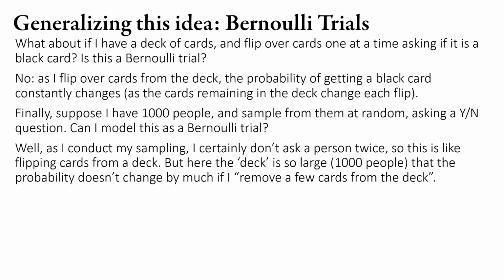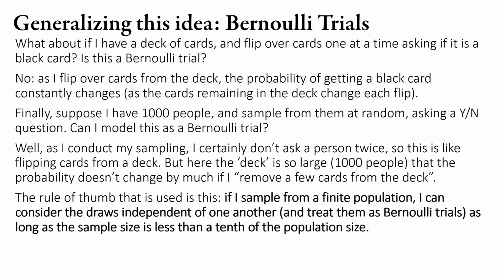And the probability doesn't change much if I remove a few cards from this deck. If I've taken 2 or 3 people and asked them some yes or no question, that doesn't change the percentage of people who might say yes in the remaining population, because I've only removed 3 people out of this rather large population. So the rule of thumb we use is if I'm sampling from a finite population, I can consider the draws independent and treat them as Bernoulli trials as long as my sample size is less than 1/10 of the population. This is something we'll have to take into consideration frequently as we go forward in the course.